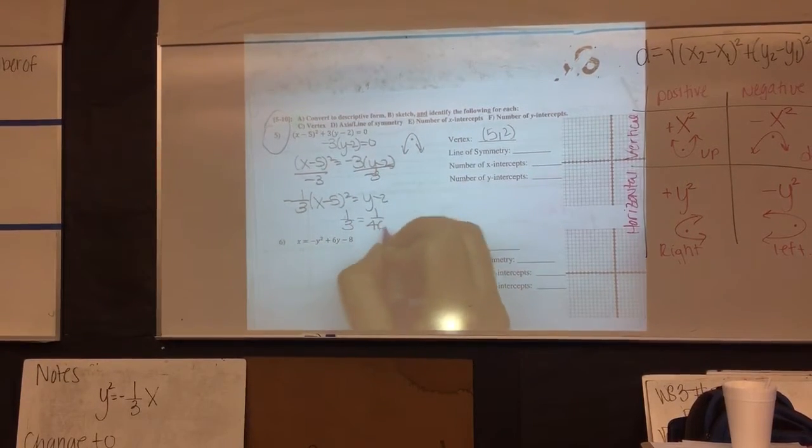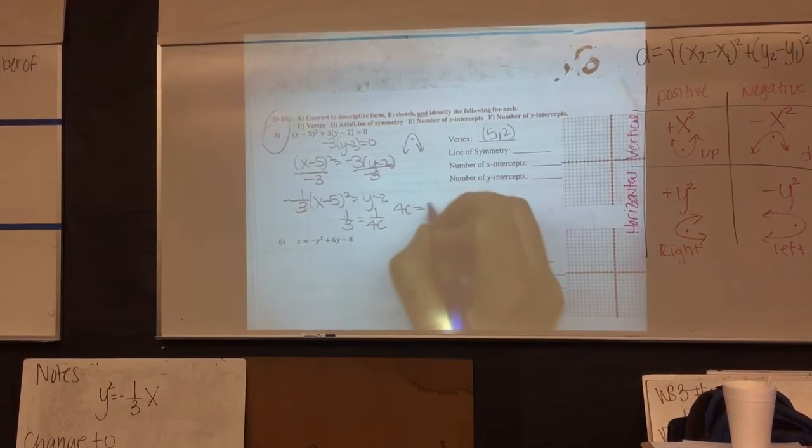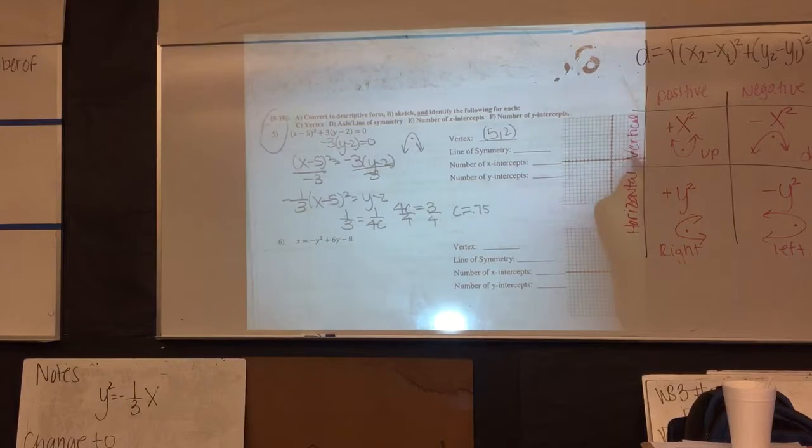I set this equal to 1/4c. When I cross multiply, I'll get 4c equals 3. And when I divide by 4, I get a c value of 0.75. So I'm going to go down 0.75.